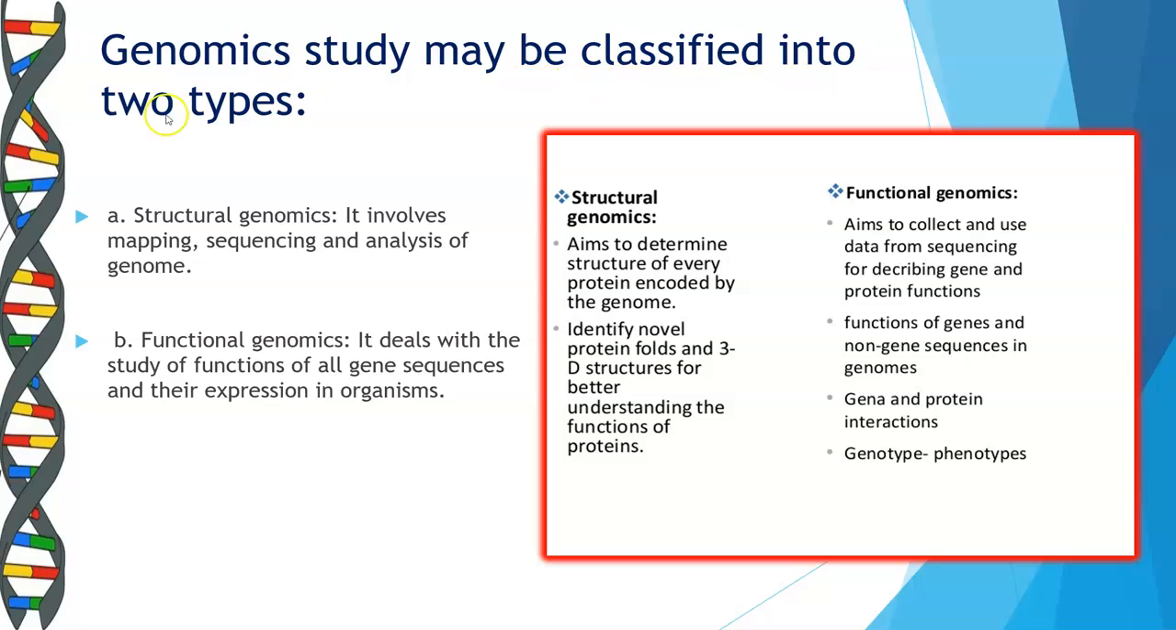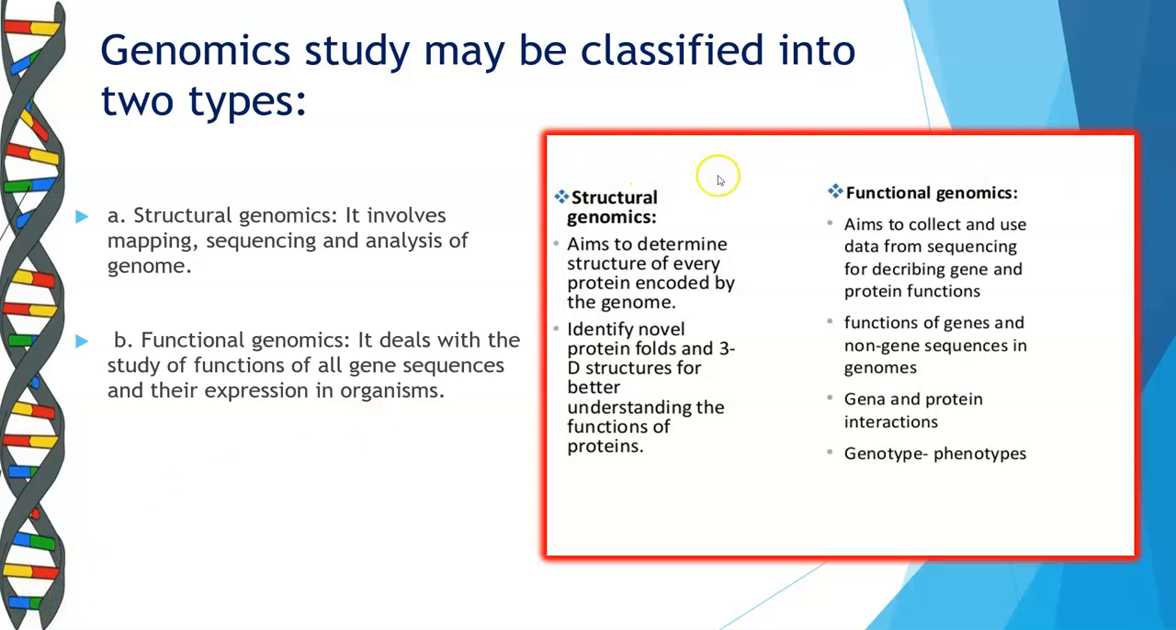Genomic studies is classified in two types. Structural genomics involves mapping, sequencing and analysis of the genome, and functional genomics deals with the study of the functions of all the gene sequences and their expressions in organisms. So here you study the genome and you analyze their locations, and in functional genomics you try to understand the function of each and every gene, how it is expressed in an organism and how the expression can be regulated.